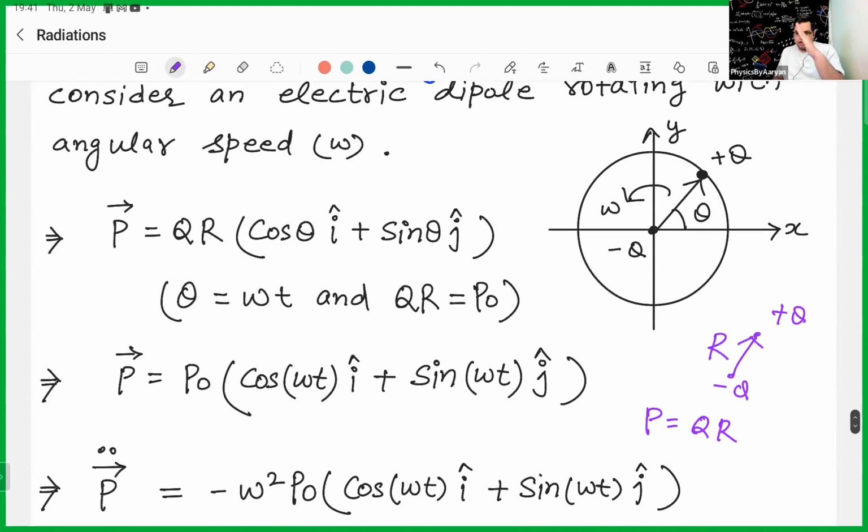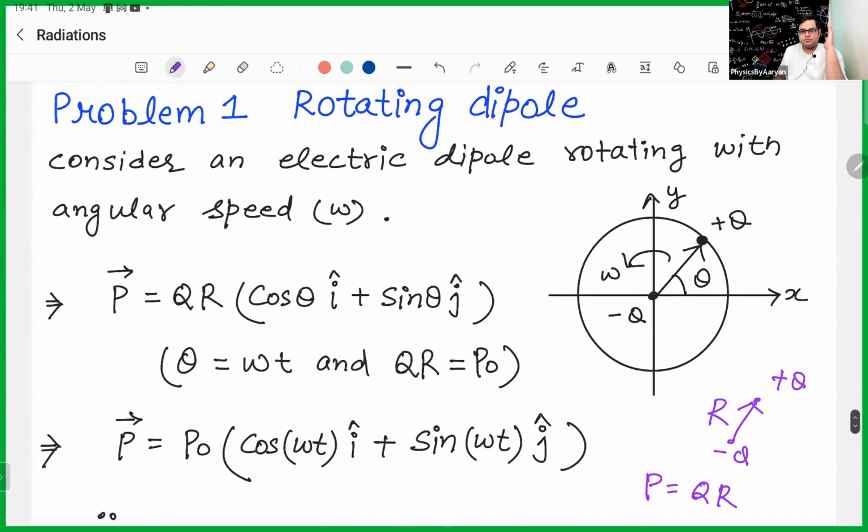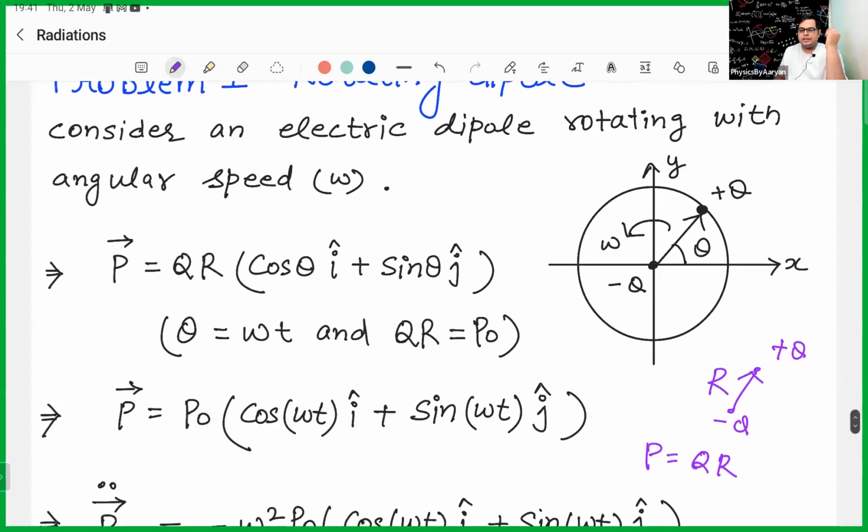So I have a dipole and now this dipole is rotating with an angular speed omega. I want to understand what power is being emitted by this rotating dipole. First of all, let's find the magnitude of the dipole moment. The magnitude is q into r, the charge times the separation between them, capital R.